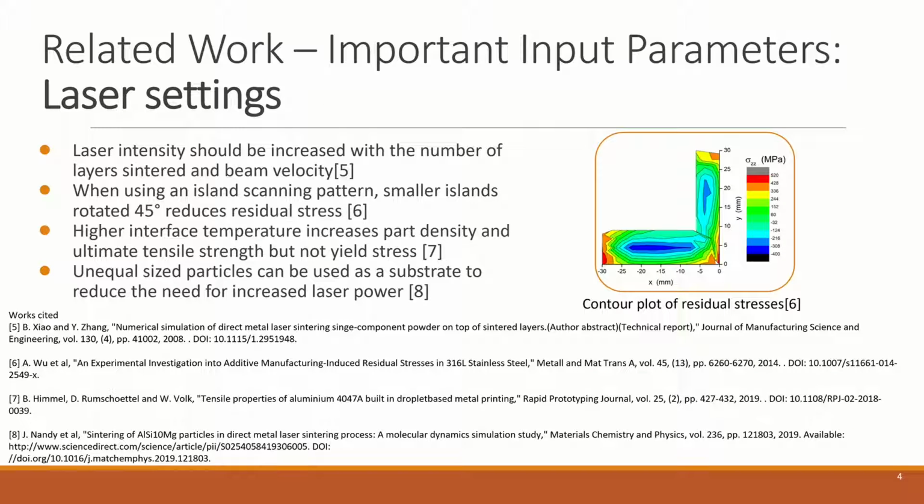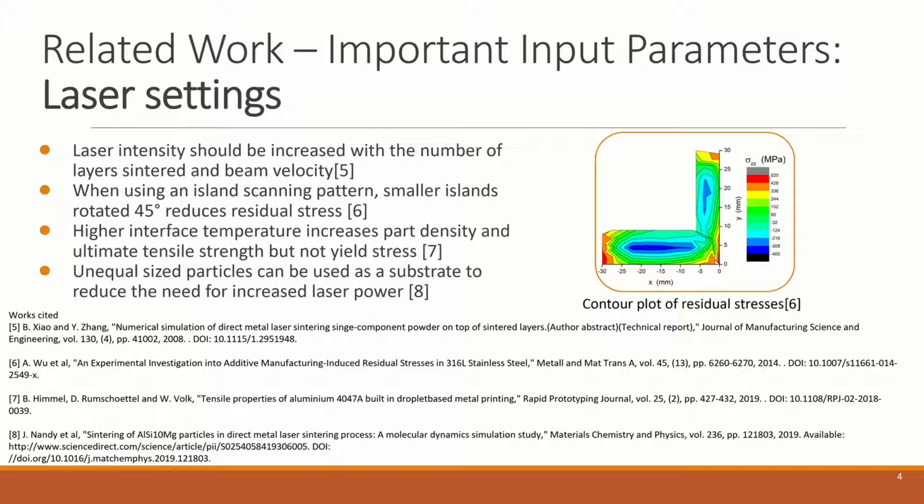Then there are the more obvious input parameters for DMLS, that is the laser settings. The scan pattern, the laser intensity, and the scan speed are all influential parameters on component strength. For example, one study found that residual stresses can be reduced significantly by rotating the island orientation 45 degrees and reducing their size. Additionally, the laser intensity should be increased as the number of layers increases due to the increased thermal mass, which would dictate higher temperatures required for layer-to-layer fusion.